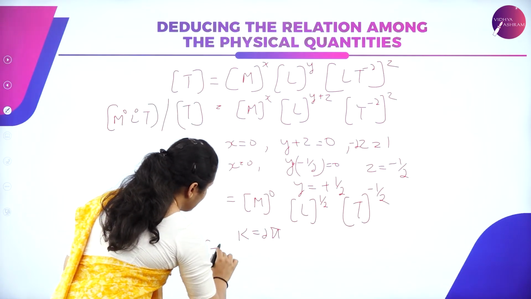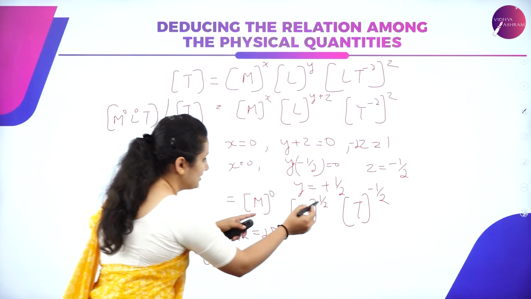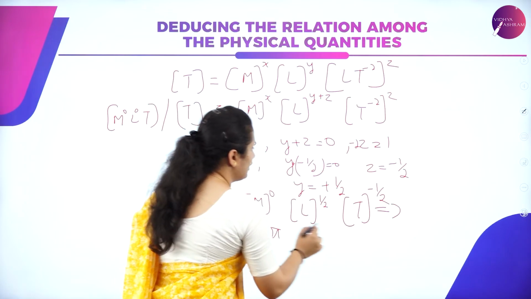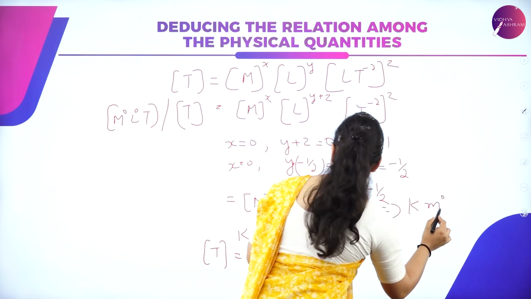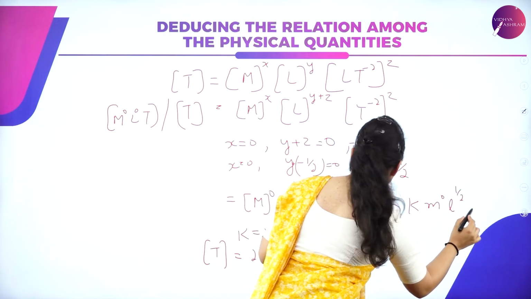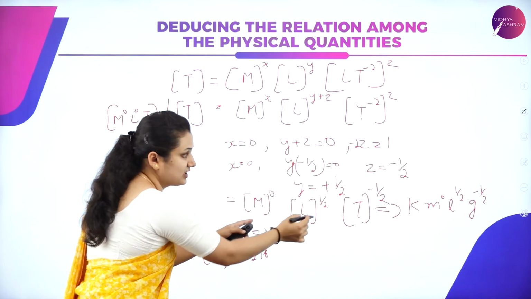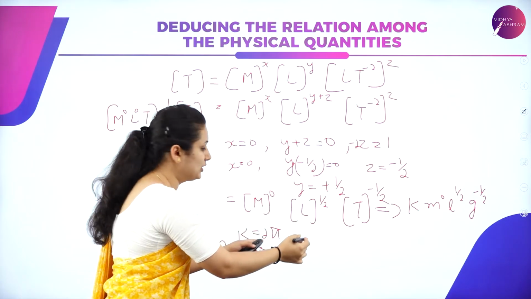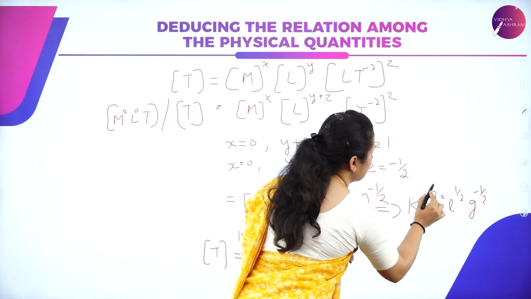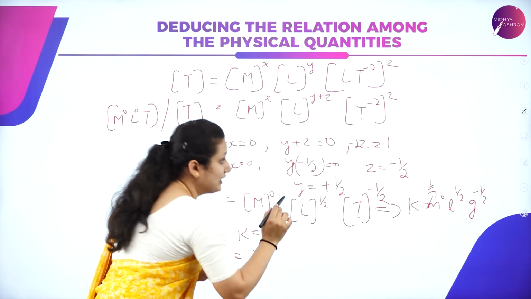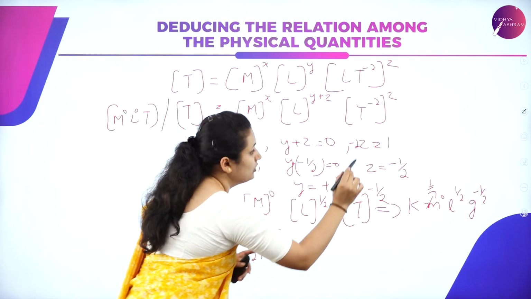So I can write this as T is equal to K, M0, L to the power half, G to the power minus half. K is nothing but 2 pi. Substituting 2 pi, M to the power 0 is nothing but 1. So L to the power half is nothing but square root, root L, into G to the power minus half.